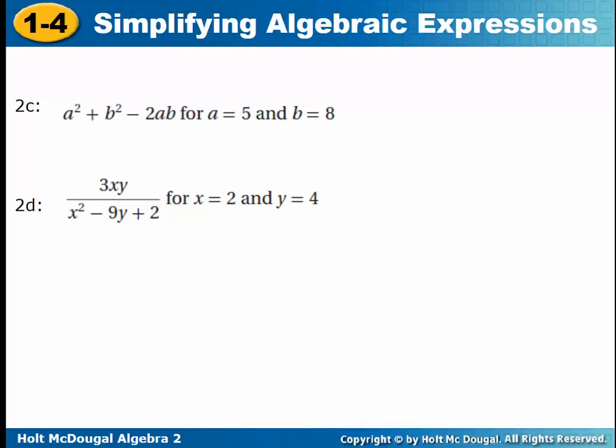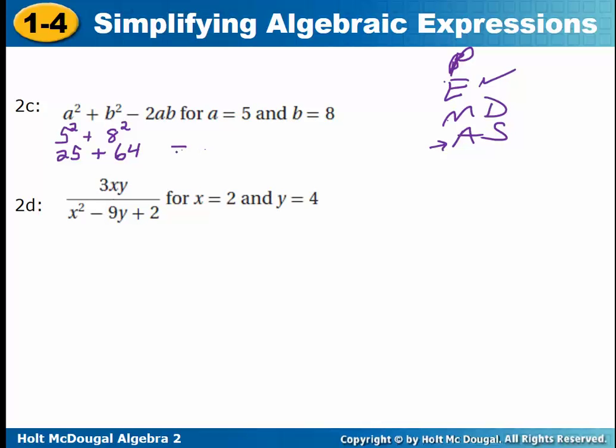Here's a couple more examples. Let's do these steps together. So we first are going to replace A with 5 and B with 8. Then we'll use PEMDAS. So there's no parentheses, but there are some exponents. So 5 squared is 25, 8 squared is 64. Did that step. There's no multiplication, there's no division, so we will move to the addition and subtraction row, and we'll add 25 plus 64 together and get 89.